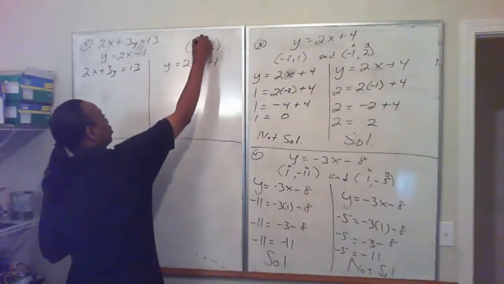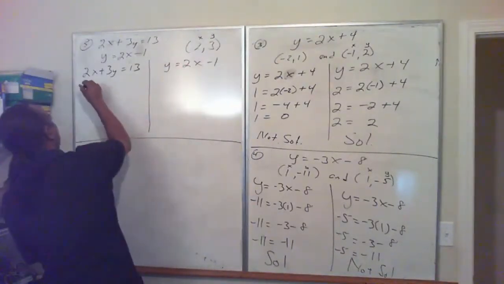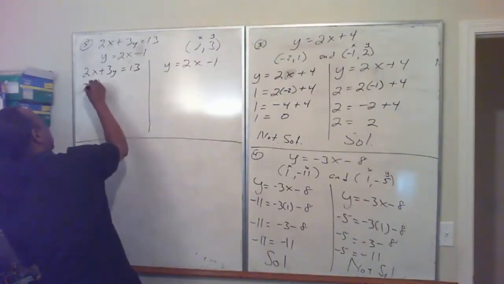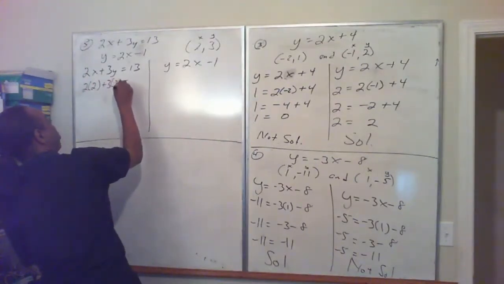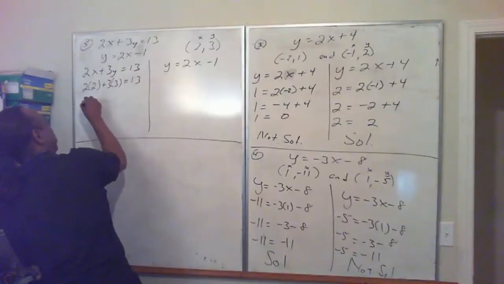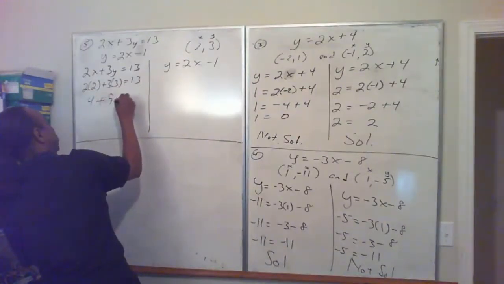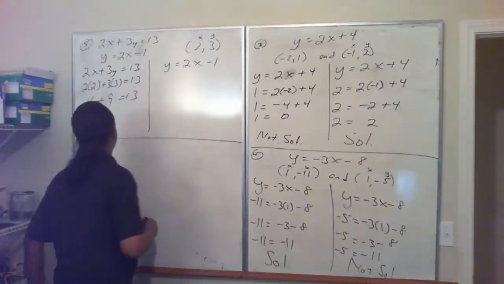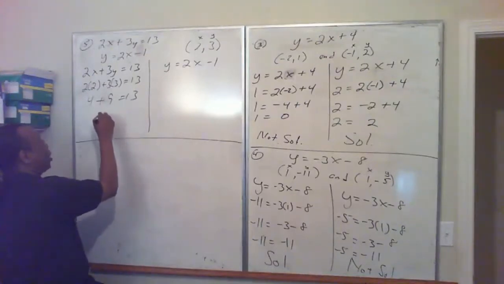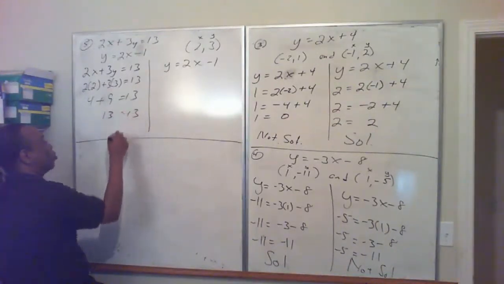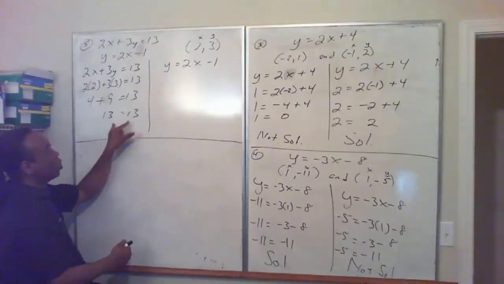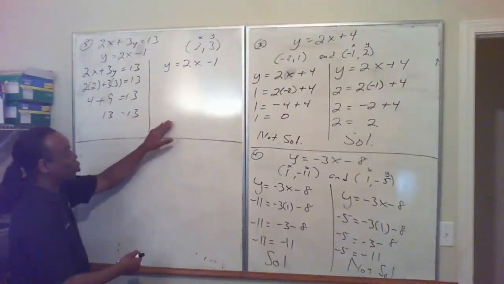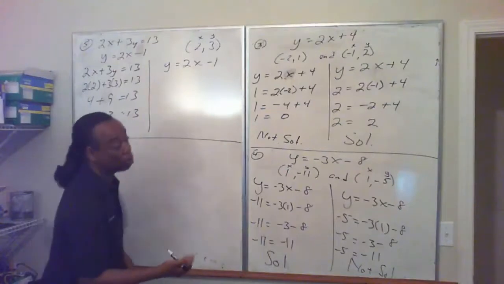So this is our x, this is our y. So 2 times the x is 2 times 2, and 3 times the y is 3 times 3. Here I get 4 plus 9 equals 13. And if I add the 4 and 9 on the left side, we get 13 equals 13. Again, we don't know if this is a solution yet, but it's looking good. If we have both sides true, then we're going to have a solution.